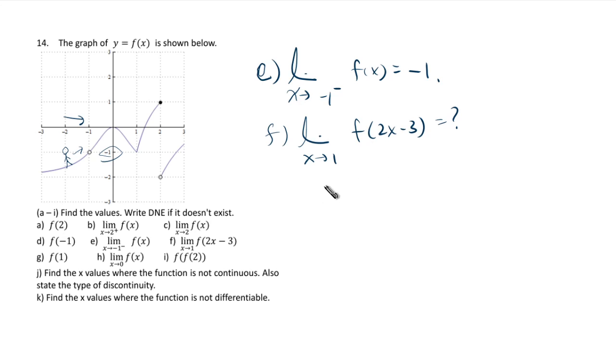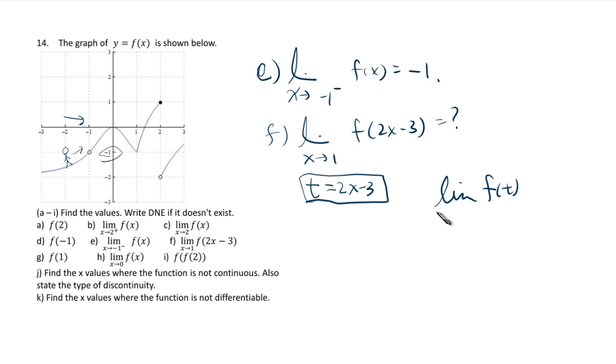Now, if that didn't make sense, here's another way to think about it. You can substitute, say t is 2x minus 3. Just rewrite t as 2x minus 3. Then this limit will just simply be f of t, much easier to handle, right?